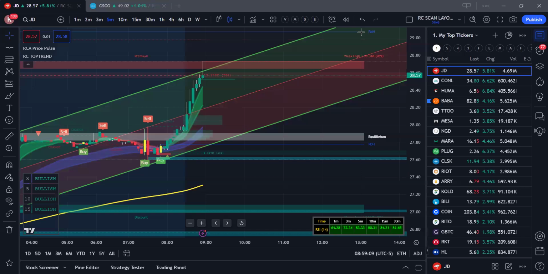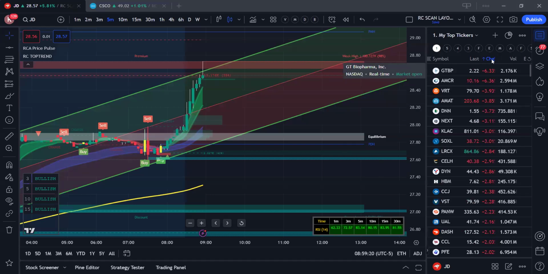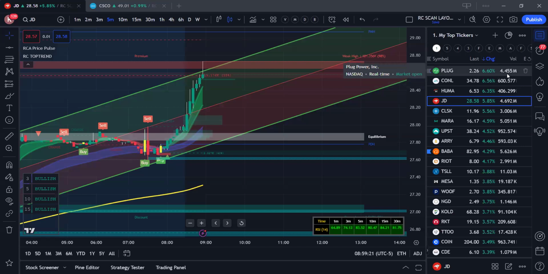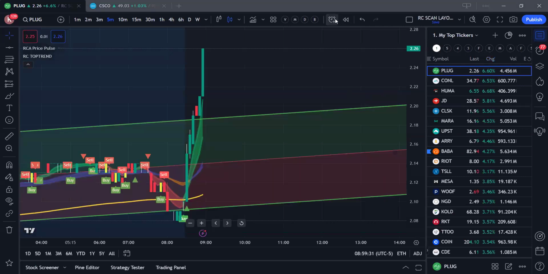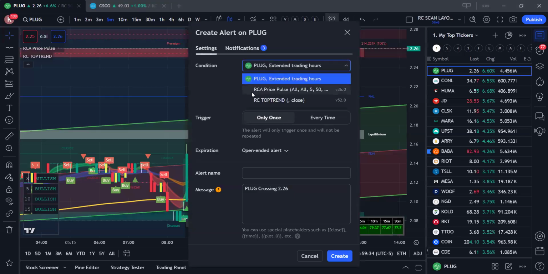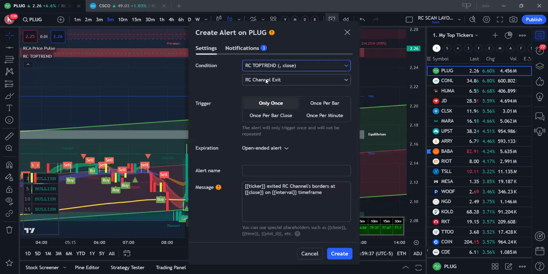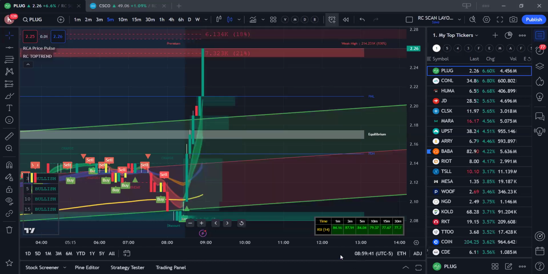Good morning, everyone. Our first step to trade stocks is to analyze which stocks are moving good on the day, either bullish stocks or bearish stocks. And then we can create alerts on them. For example, PLUG is moving good. Then go to PLUG, and then we can just create an alert. We'll use TopTrend, and then Buy Sell alert, and create.